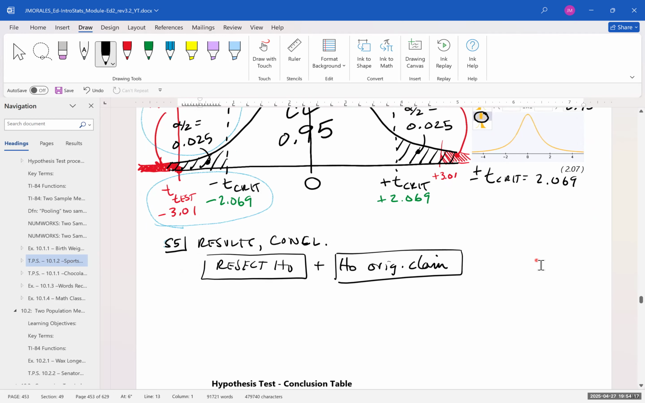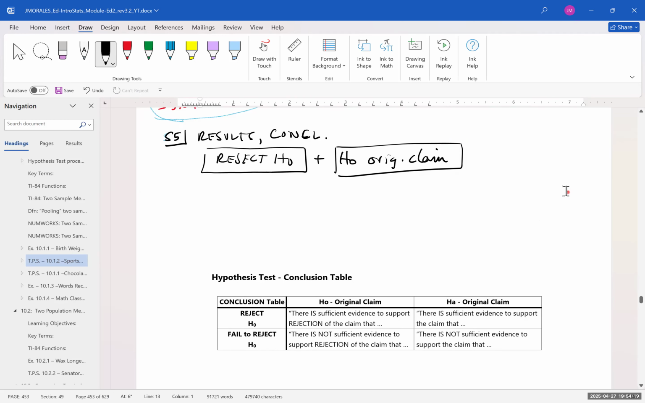All right, so come on down here. So we're going to reject the null, and the null was our original claim. So that's going to be this outcome here. So now we just have to write our conclusion.